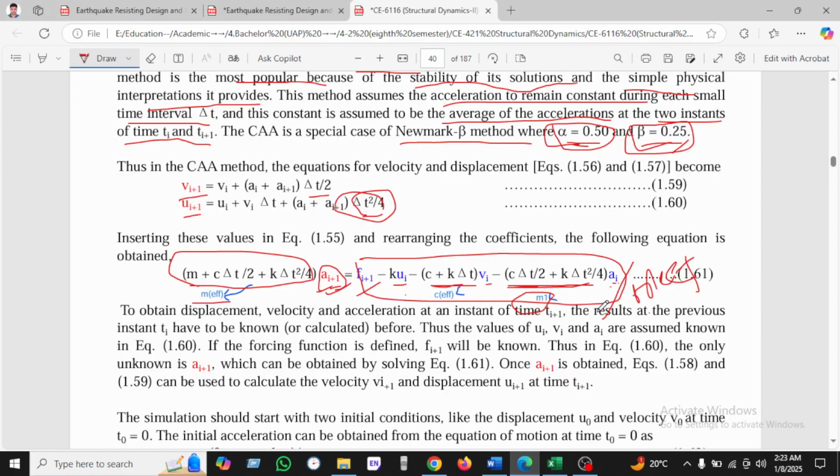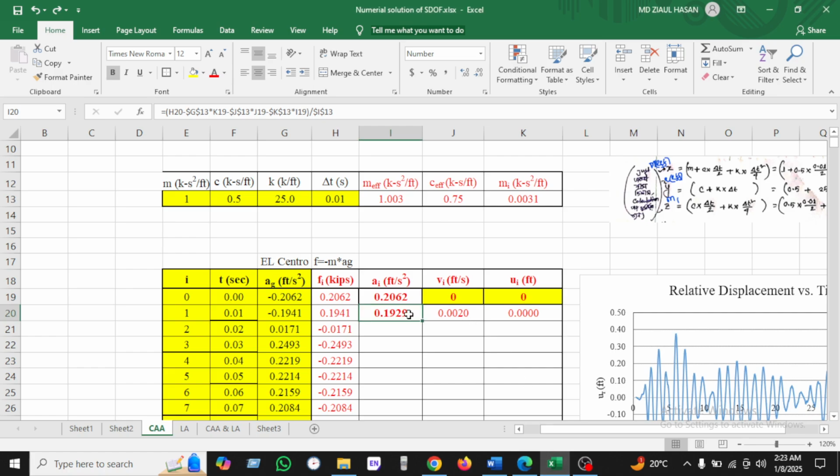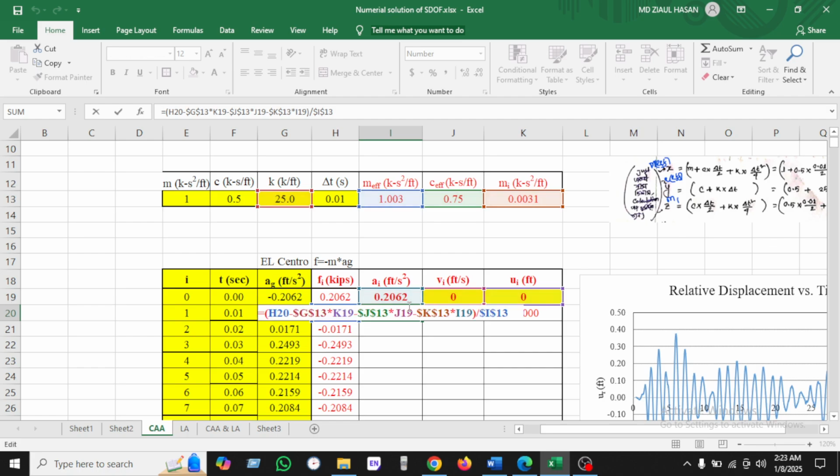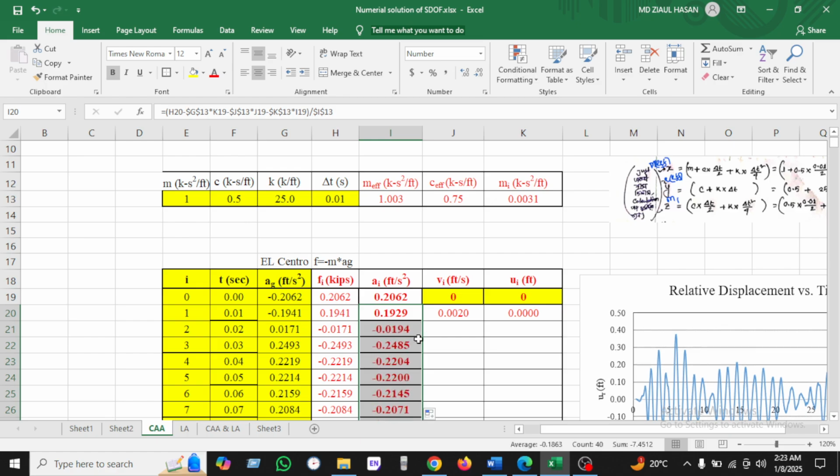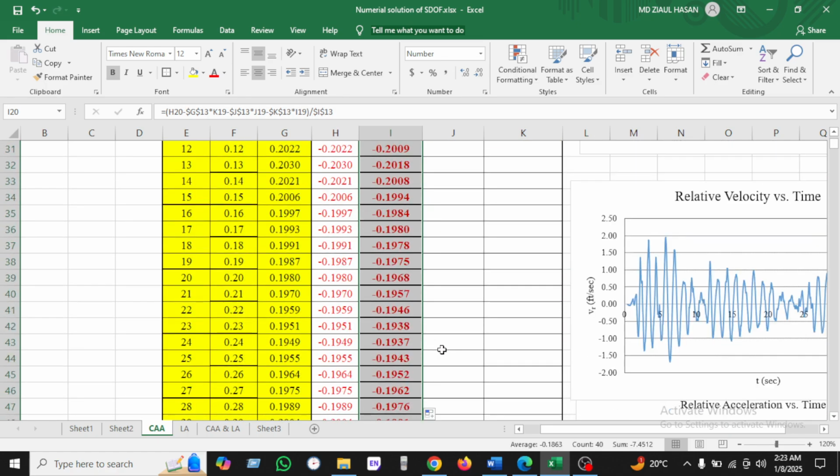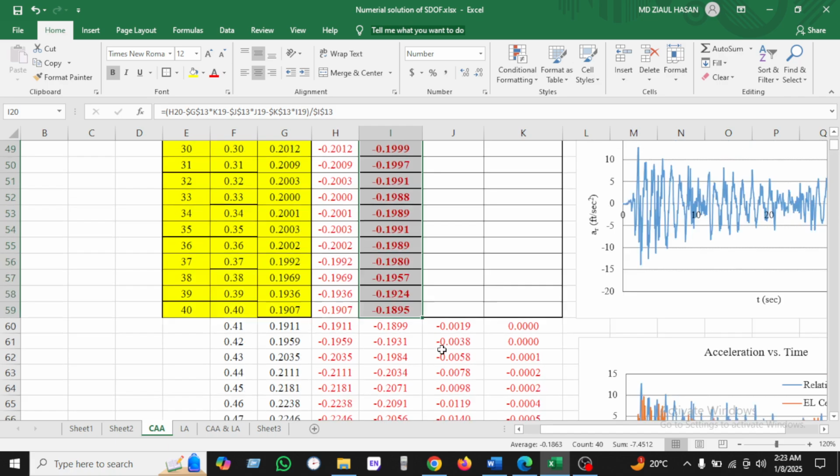Okay, and then divided by M effective, and we will divide it by M effective, which is I13. So M effective is I13. We have found it here and are putting the value here, and in this way we will calculate all the parameters.